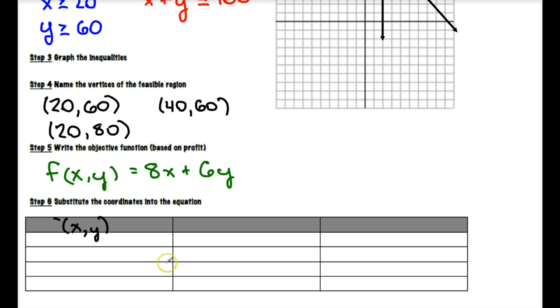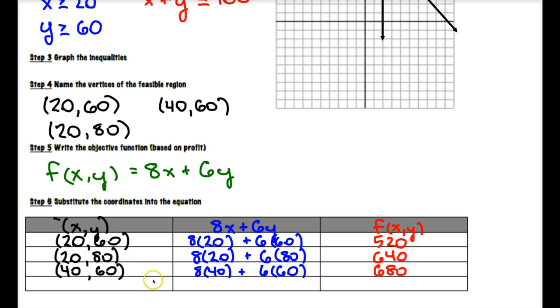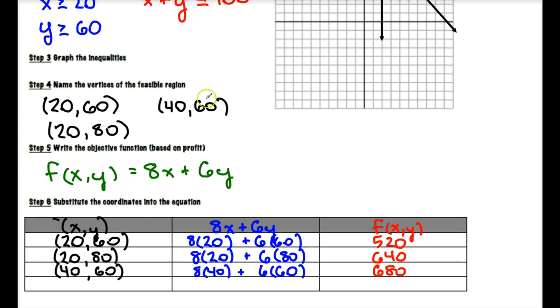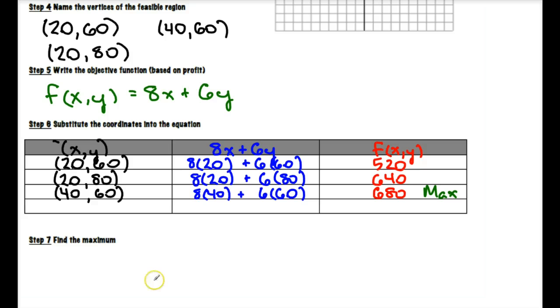If you'd like to try this on your own, click pause in the video and then click play to check your answers over here. Okay, so this is what your table should look like, plugging each of these vertices into your profit function. For (20, 60), you get an output of 520. For (20, 80), you get an output of 640. And for (40, 60), you get an output of 680. And so my maximum for this one is going to be my 680. So that tells me, based on my constraints, that I need to make 40 girders and 60 rods.